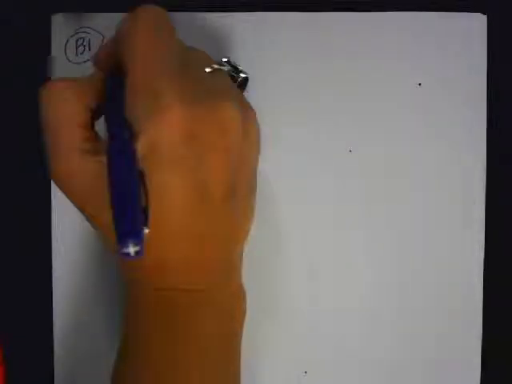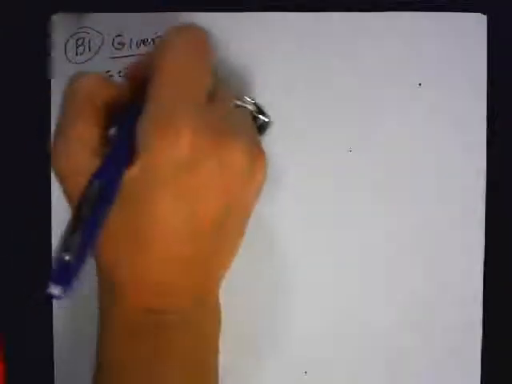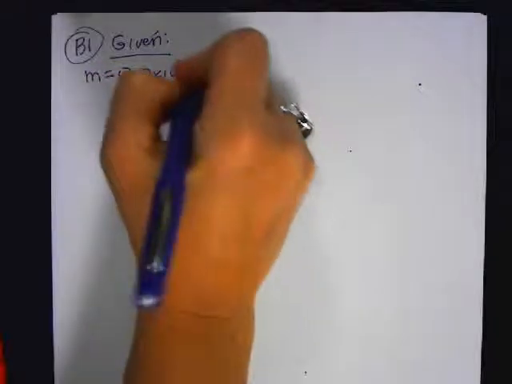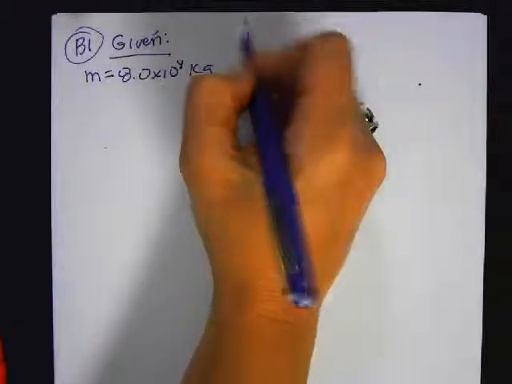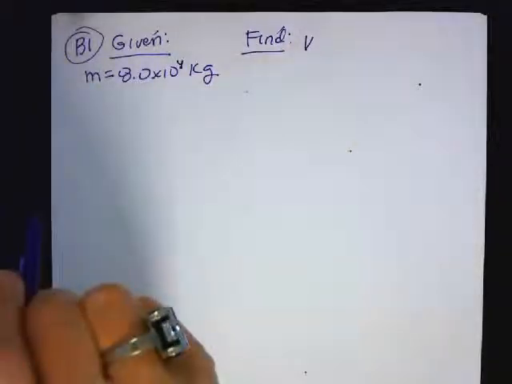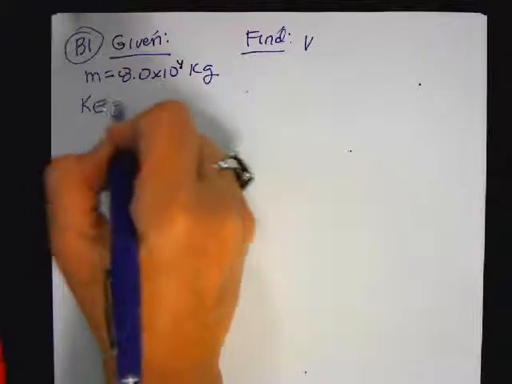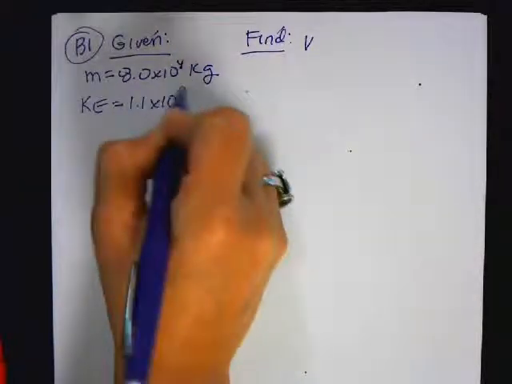So let's look at B1. B1 says calculate the speed of an 8.0 times 10 to the 4 kilogram airliner. So we're given that the mass is equal to 8.0 times 10 to the 4 kilograms. It says calculate the speed, so I want to find V. With the kinetic energy, so they're telling me the kinetic energy is 1.1 times 10 to the 9 joules.